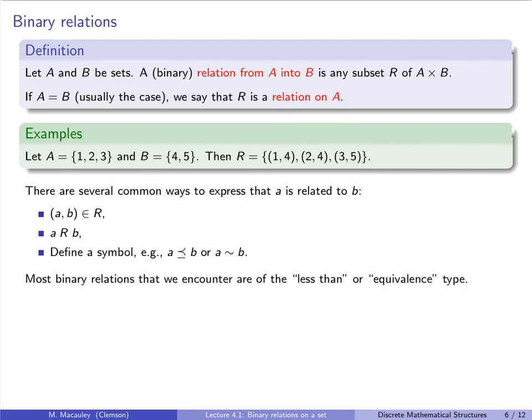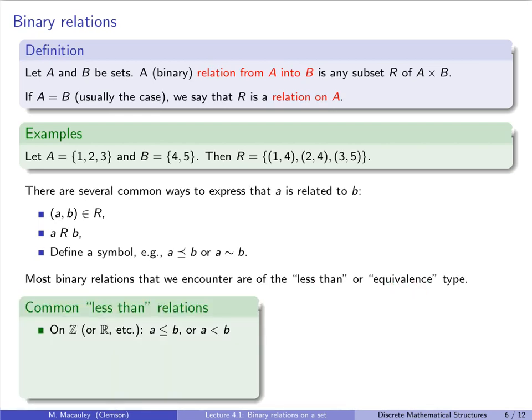Most binary relations, but not all, that we will encounter are of the less than type or the equivalence type that we have seen before. So we will formalize these as partial orders and equivalence relations. Let me list some common less than relations. On the set of integers, also works on the set of real numbers, or on the set of rationals or natural numbers, A less than or equal to B, that is a standard relation. Or we can look at the one where A is strictly less than B.